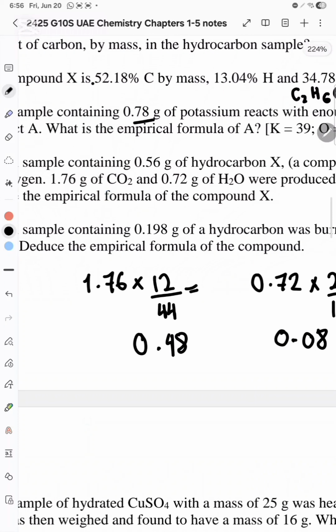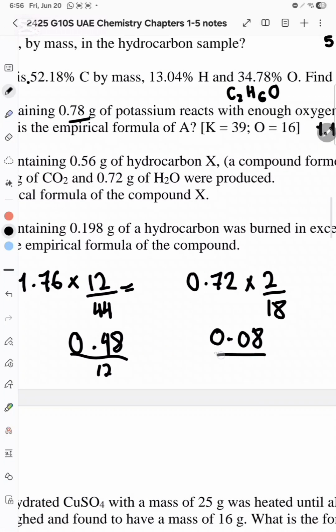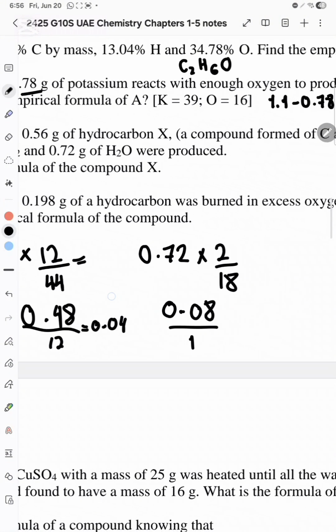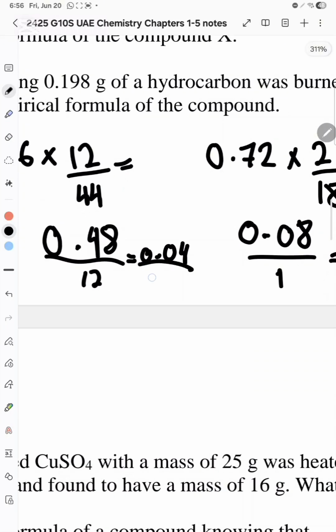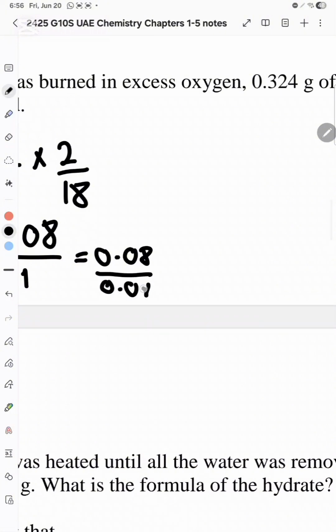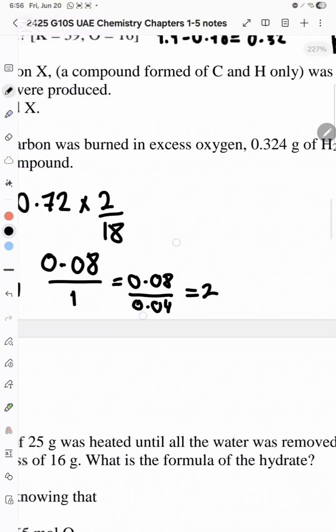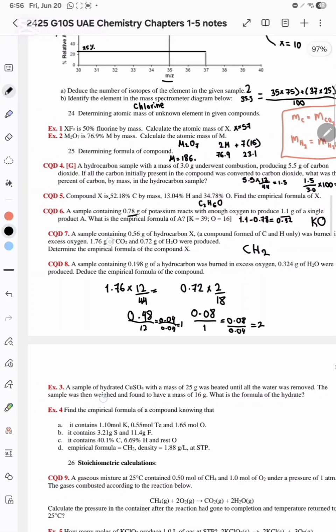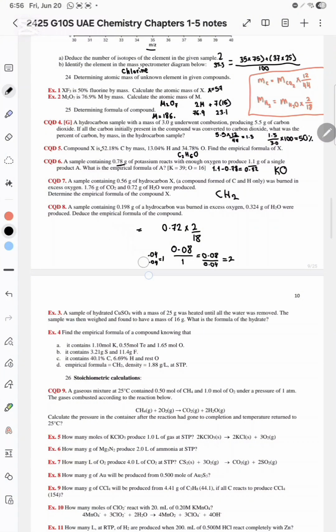Now we divide by the molar mass to get how many moles we have, because this is grams. So divide by 12 and divide by 1. This you get 0.04, and this you get 0.08. Obviously 0.04 is less, so we're going to divide both by 0.04. This equals 1, and this divided by 0.04 equals 2. So carbon we have 1 of, and H we have 2 of. So the compound is CH2, and that is it. Now we have CQD8.